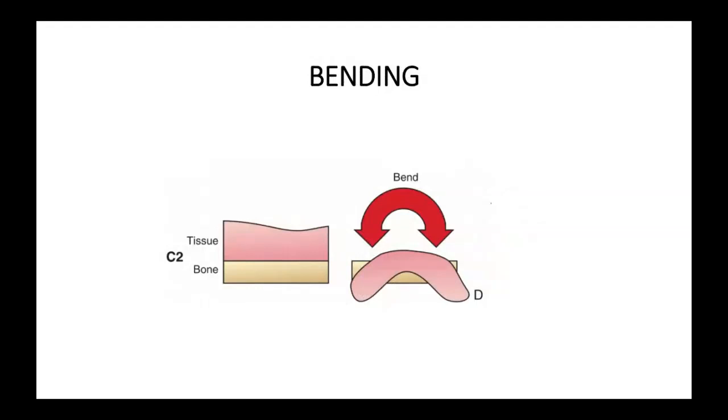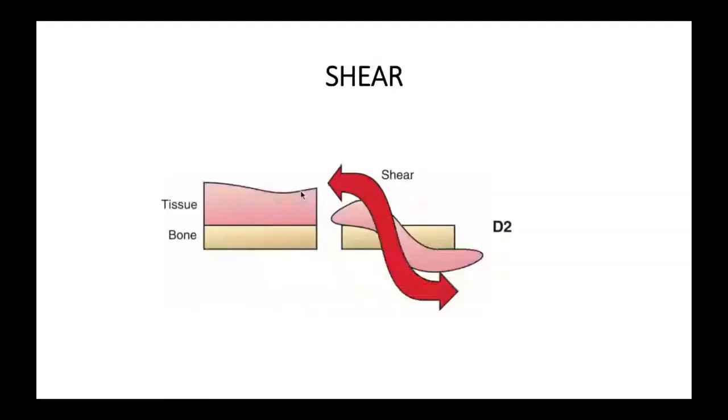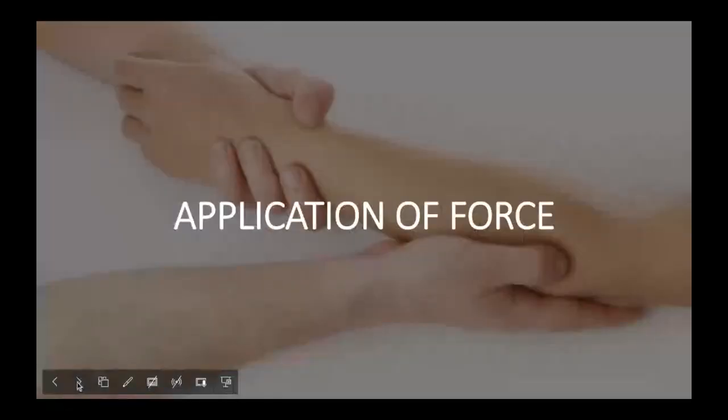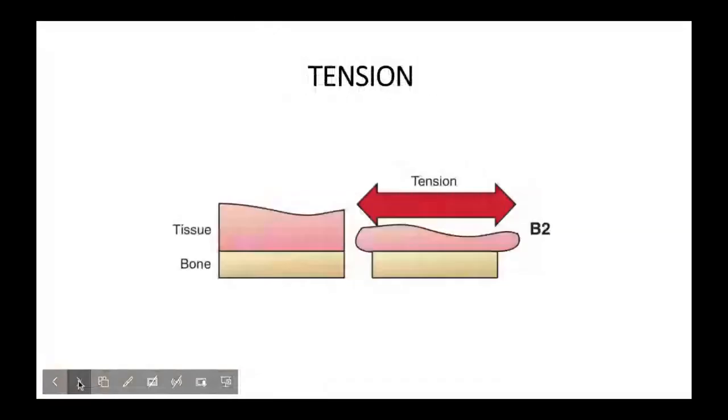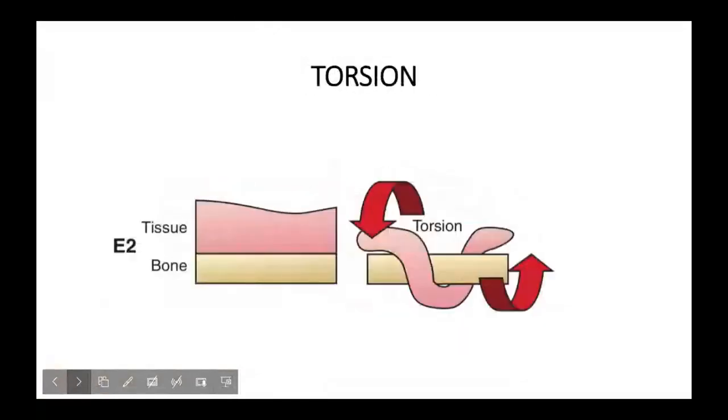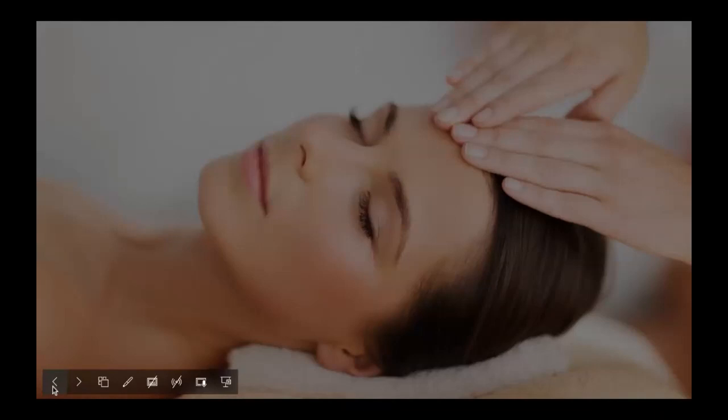Like if you're working on the traps and you have two hands on the traps and you're bending the traps, going in opposite directions. Shearing is where we can do the cross fiber friction on the back, going across at a horizontal angle, where one hand goes in one direction and the other hand goes in the other direction. So this is the terminology for the application of force that you guys are going to see: compression, tension, bending, shearing, torsion, like the twisting. If you had the gastroc, you'd be using the torsion. Please pay attention to that.